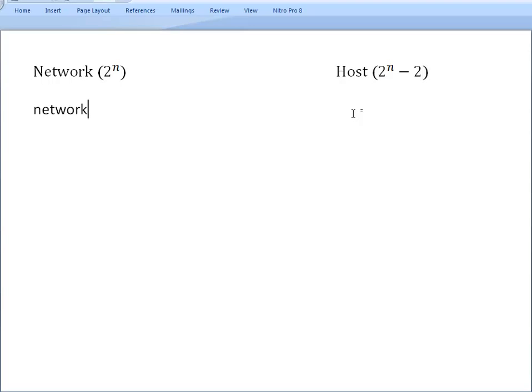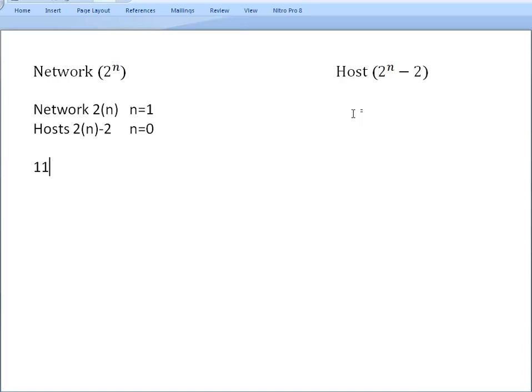So for networks it is 2 to the power n. This n will equal how many ones there are. For the hosts it is 2 to the power n minus 2. This n in the host formula is how many zeros there are. Remember, when we were doing the subnet mask, it was ones on the left, zeros on the right.